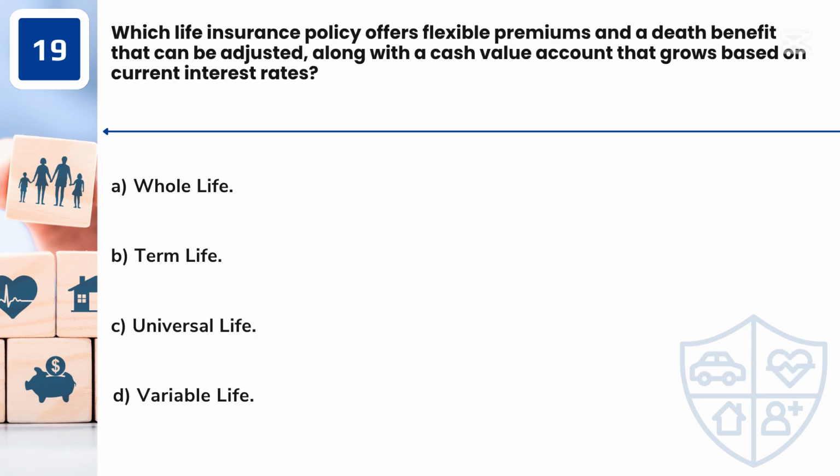Question 19. Which life insurance policy offers flexible premiums and a death benefit that can be adjusted, along with a cash value account that grows based on current interest rates? A. Whole life. B. Term life. C. Universal life. D. Variable life.